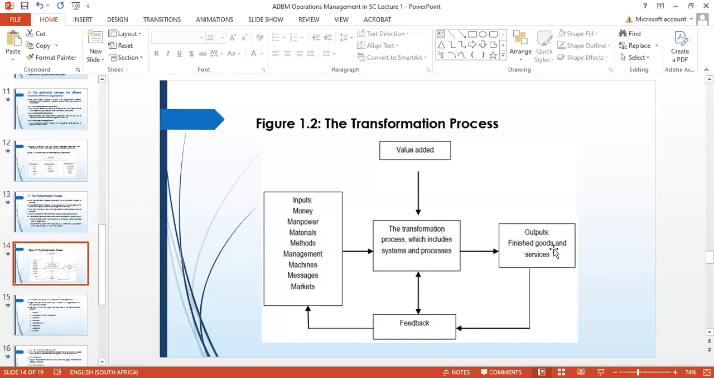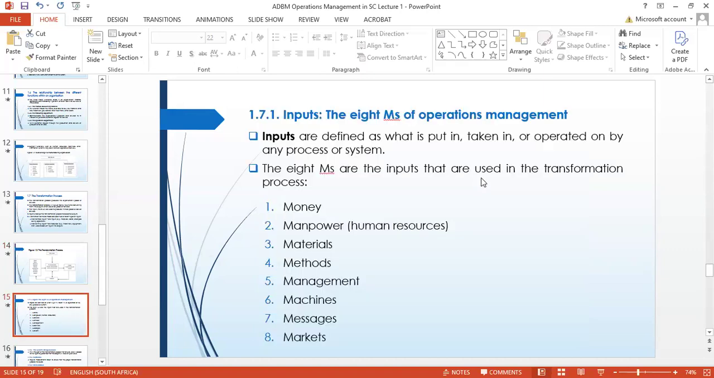So let's briefly look at these 8 areas. We're talking of inputs, what is taken into a process to produce the output: the finance that is available to produce goods and services. It is the operations manager who is going to facilitate the process of getting money, or using the money in the operations department, using the budgets. So the operations managers are going to set the budgets.